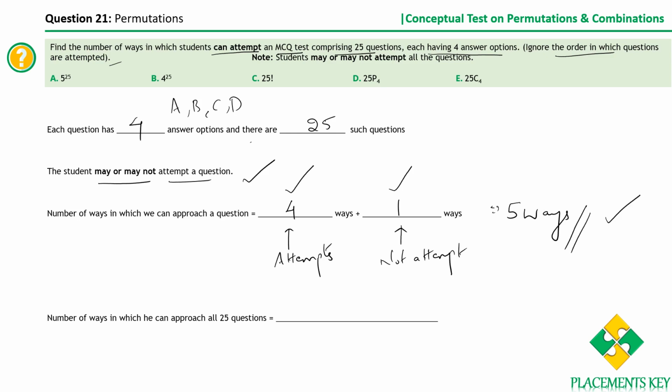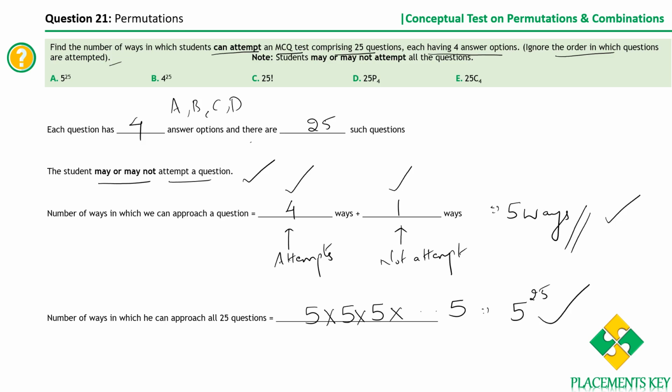Therefore, the number of ways in which he can approach all 25 questions: the first question can be approached in 5 ways, the second question in 5 ways, the third question in 5 ways, and similarly the 25th question in 5 ways. The first question, and second question, and third question, and so on, so it is multiplication, the fundamental principle of counting. Therefore, the answer is 5 power 25.